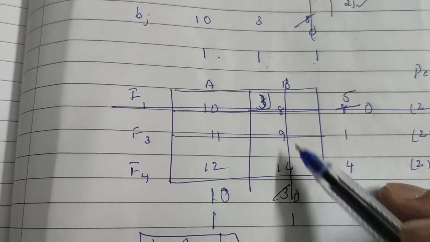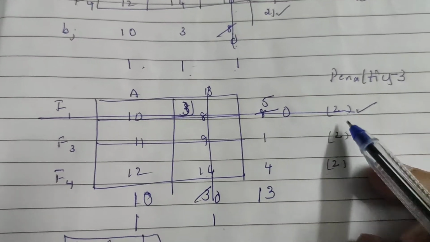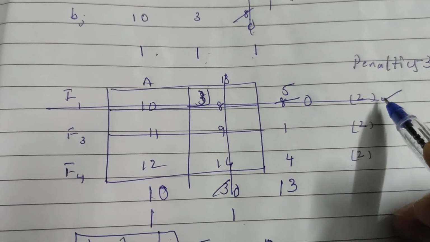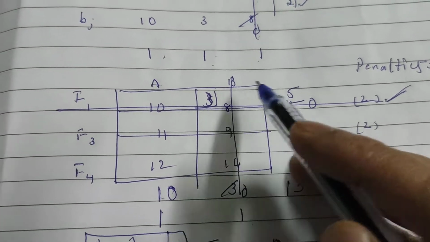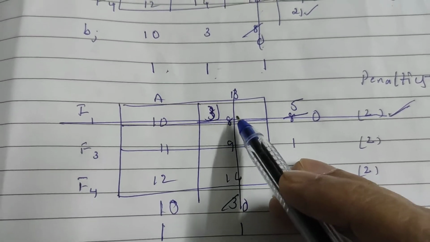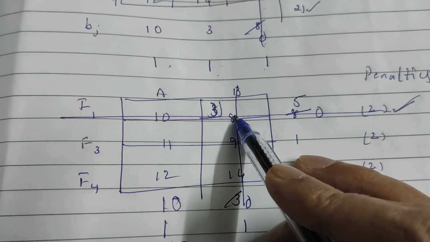8, 9: 9 minus 8 is equal to 1. Selecting the maximum penalty. What is the maximum penalty here? It is 2, 2, 2. I will select the first one randomly. So for F1, the first row, what is the minimum cost here? So 10, 8. The minimum cost is 8. We allocate here.